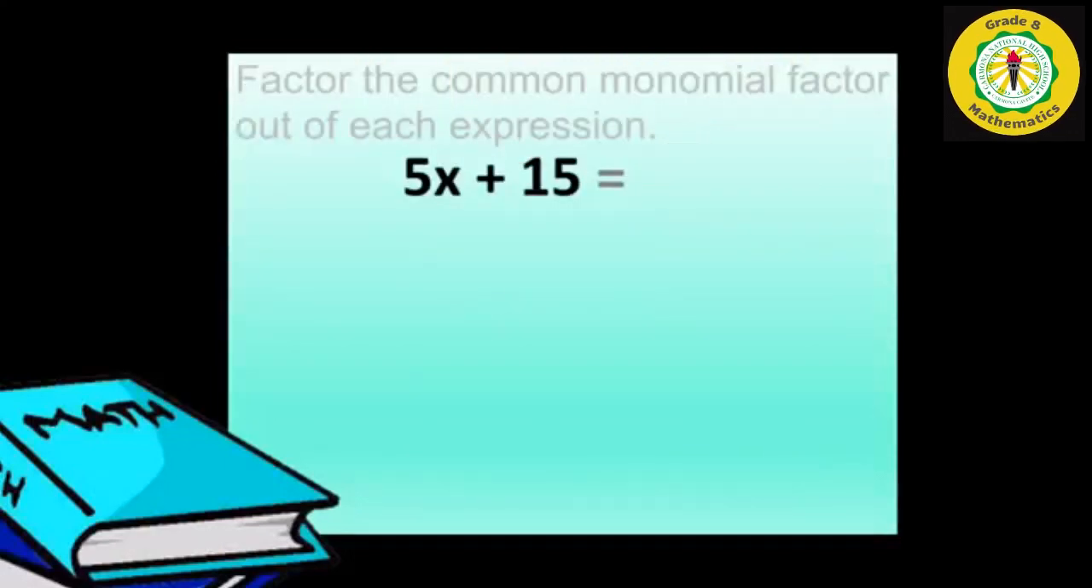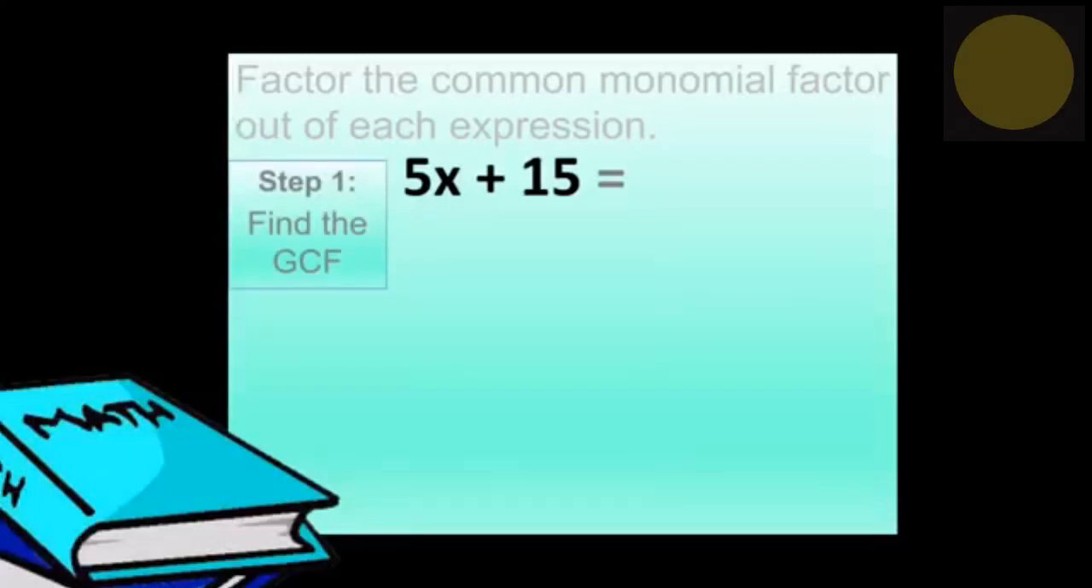Now let's proceed to our second example. Factor the common monomial factor out of each expression. So we have here 5x plus 15. To factor the GCF out of a polynomial, we do the following steps. First, we need to find the GCF of all the terms in the polynomial. We have here two terms. The first term is 5x, and the second term is 15.